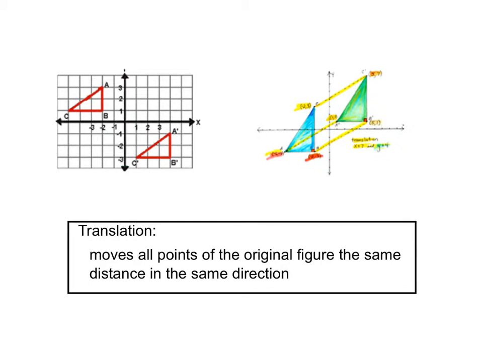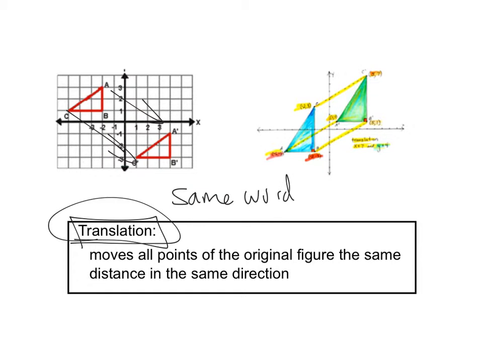So now, translation does not change the shape, does not rotate it or twist it or reflect it at all. All it does is move it. That's all it does. So think about translating a word. Translating a word, it's the same word said in a different way, said in a new language.